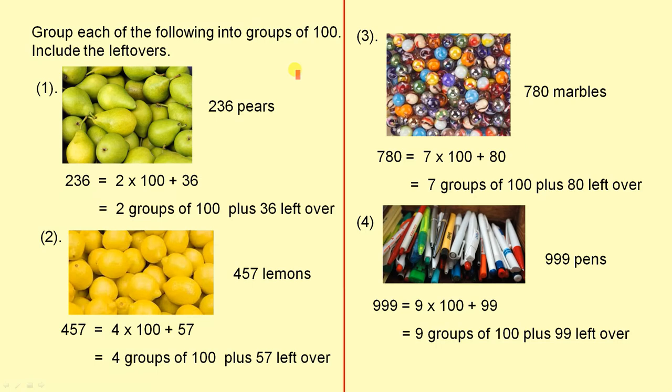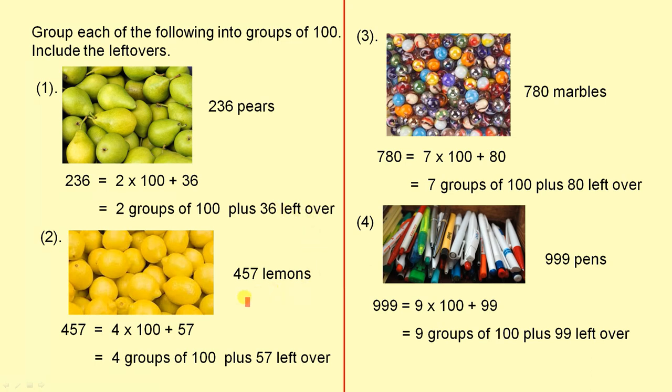Group each of the following into groups of 100. Include the leftovers. 236 pairs. So 236 is 2 times 100, and we have 36. So there's your 200, and there's your 36. So it's 2 groups of 100 plus 36 left over.